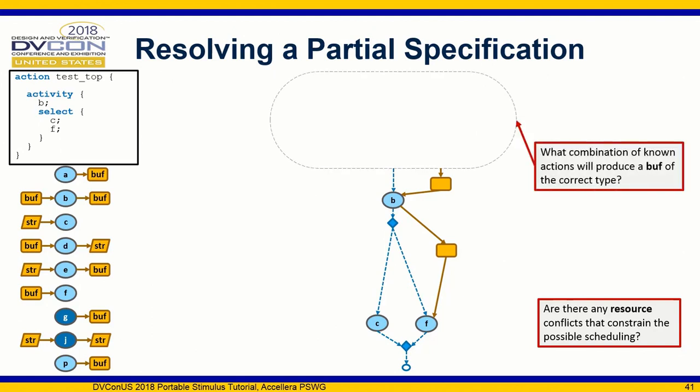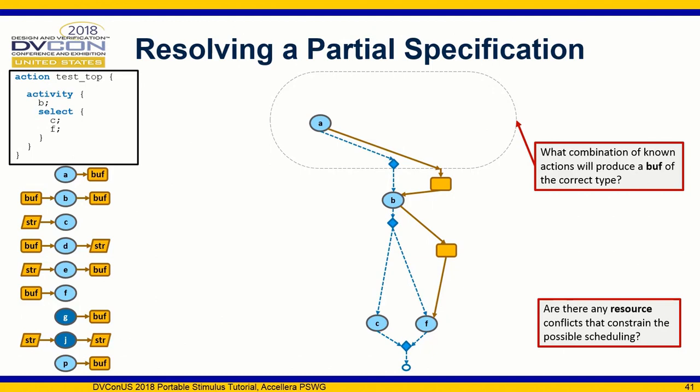So I have this big hole above B. What do I put in that hole so that I'm going to eventually create a buffer that B requires? And because it's a buffer, that means that whatever behavior I specify up here has to happen before B happens. Those are the rules. So I can pick an A, right? A generates the right buffer type, executes before B.